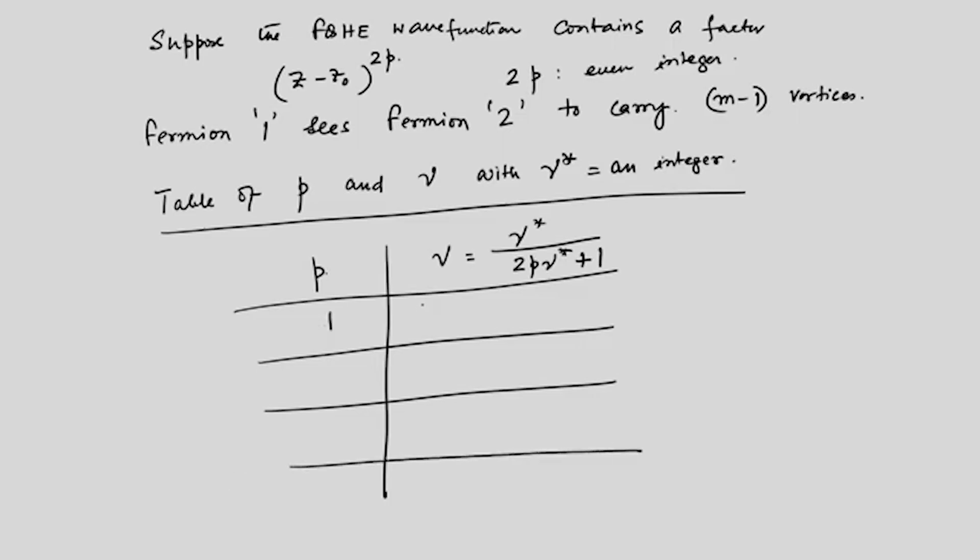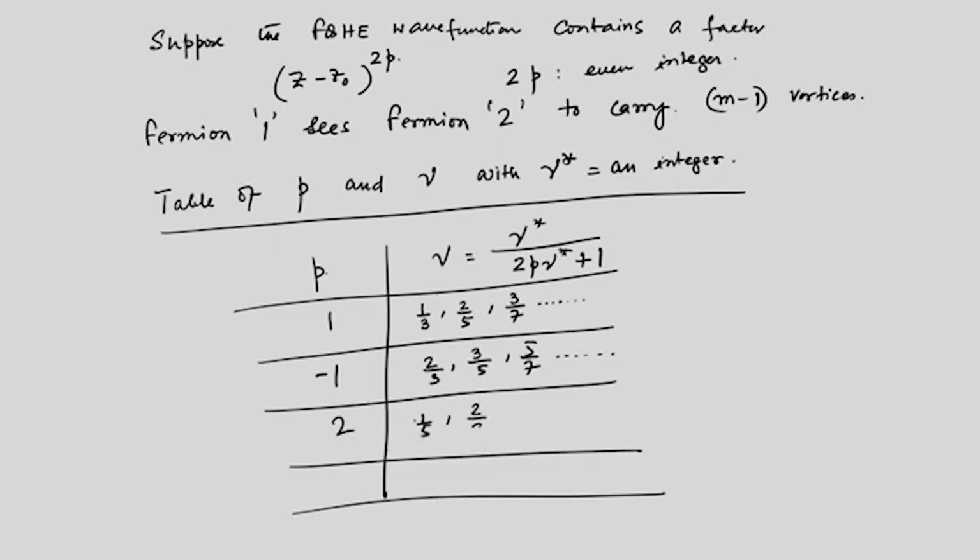So this gives rise to 1/3, 2/5 and 3/7 and so on, for nu star to be an integer. And for p equal to minus 1, we get other fractions which are 2/3, 3/5 and 5/7 and so on. And 2 will give rise to 1 by 5 and 2 by 9, and minus 2 will give rise to 2 by 7 and 3 by 11.